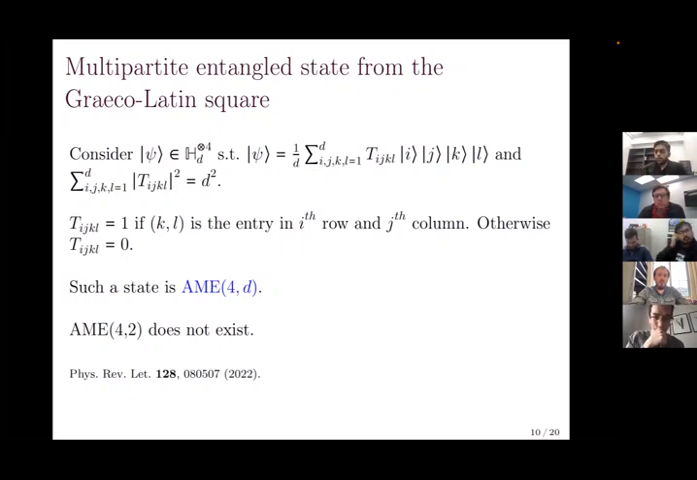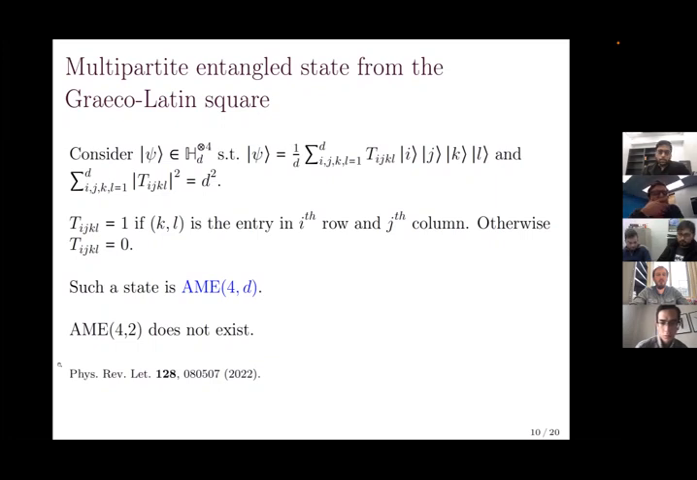Sorry to interrupt, Tathagata, but about what you just said. You said that these states constructed from the orthogonal Latin squares are absolutely maximally entangled. Is it true the other way around? Meaning that any absolutely maximally entangled state can be written as the kind of sum you have above? Maybe it's not in the paper, but I would suspect yes, though I'm not sure about the answer. Okay.